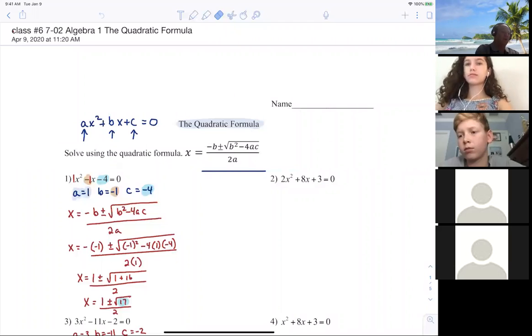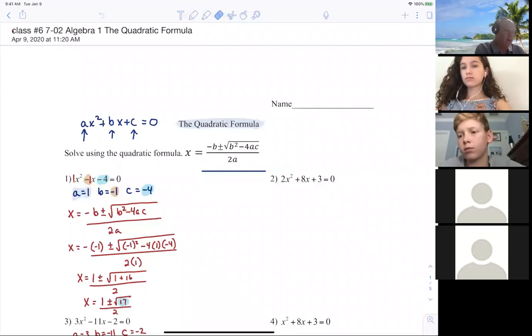Again, solving using the quadratic formula. Now again, I posted a video. Hopefully you had a chance to take a look at that. If not, we'll start from scratch today. Please speak up as soon as you're not understanding something.